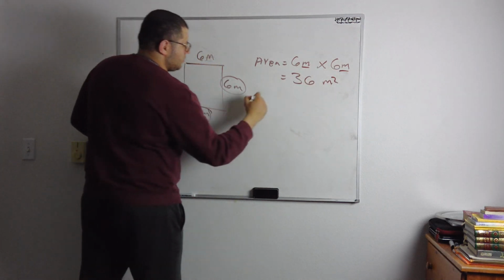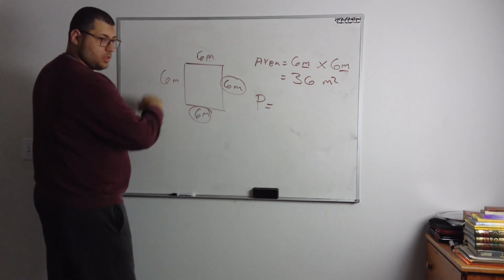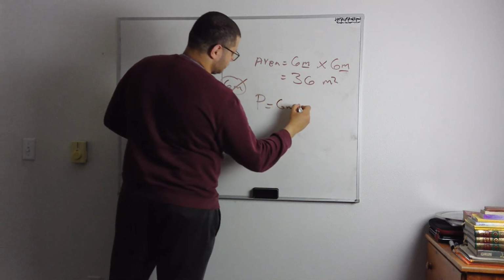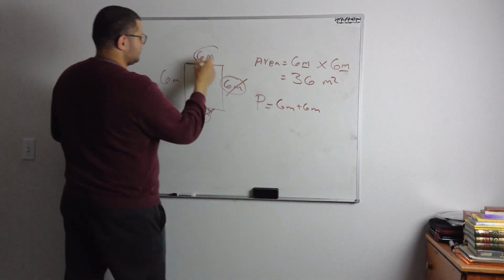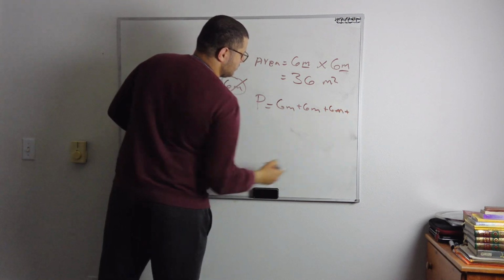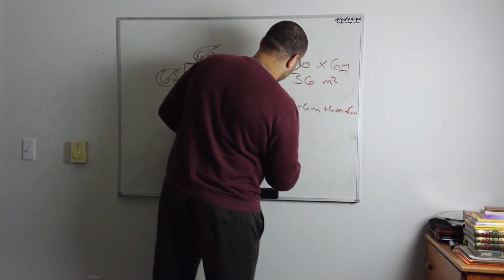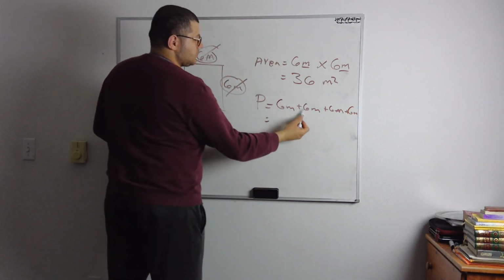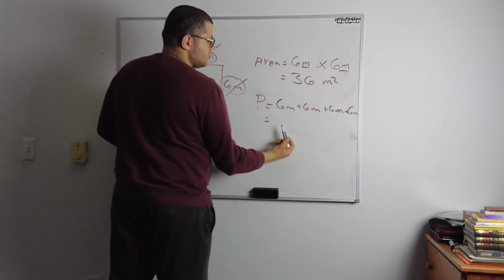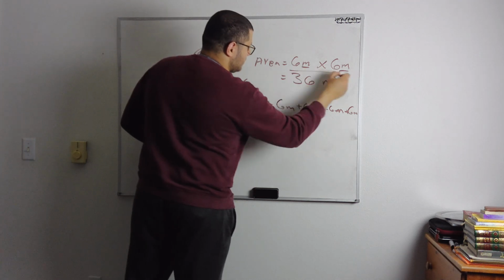Perimeter. We'll just write P, a shortcut for perimeter. Add all the what? Add all the sides. So 6 meters plus 6 meters plus another 6 meters plus a fourth 6 meters. 6 plus 6 is what? 12. 12 plus 6 is 18. 18 plus 6 is 24. 24 meters. That's the perimeter and that's the area.